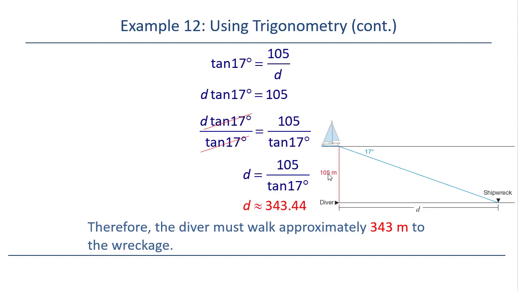That's one less step because we don't have to do kind of a double multiplication. Because to solve for D, we've got to multiply both sides by tangent to get it out of the fraction. Then we've got to divide both sides by tangent of 17 to get D all by itself. Then we can finally do the math and get 343.44. So they have to walk approximately 343 meters. That's a big old walk.